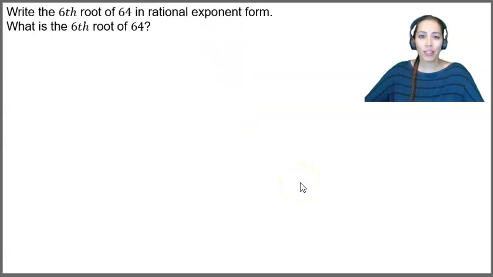Write the sixth root of 64 in rational exponent form. What is the sixth root of 64? So what is rational exponent form, and how do I find the root of any number?